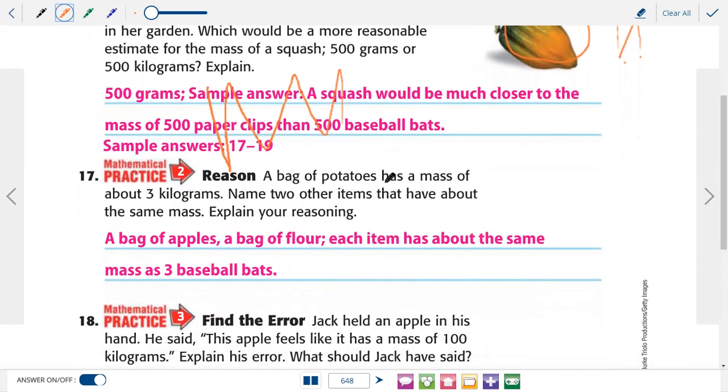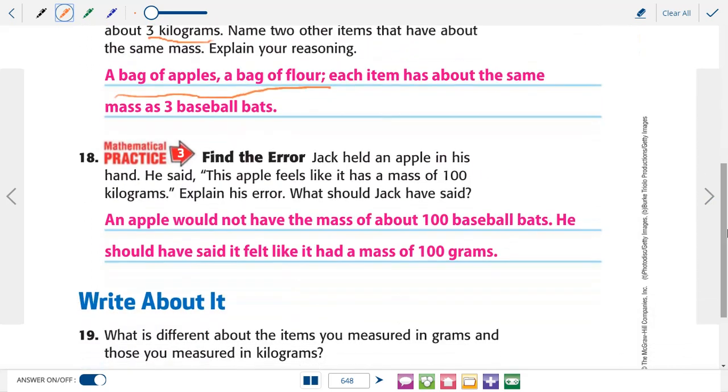Okay. A bag of potatoes has a mass of about 3 kilograms. Name two other items that have about the same mass. About 3 kilograms. Maybe a bag of apples, a bag of flour. Okay? Yeah, you can. By the way, the mass is written on things that we can buy, like the rice, the sugar, the flour. You will find the mass written on them. For example, 5 kilograms, 10 kilograms. So, a bag of apples, a bag of flour. So, write those. Let's see the next question.